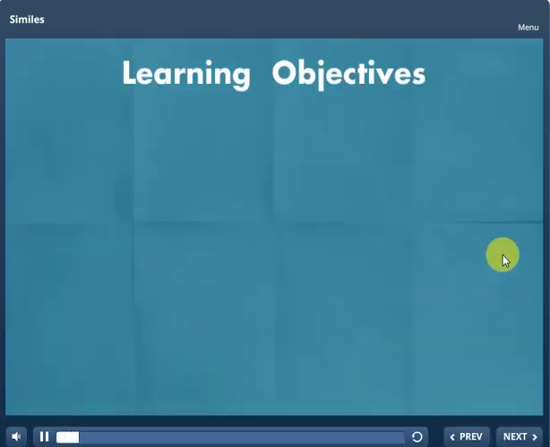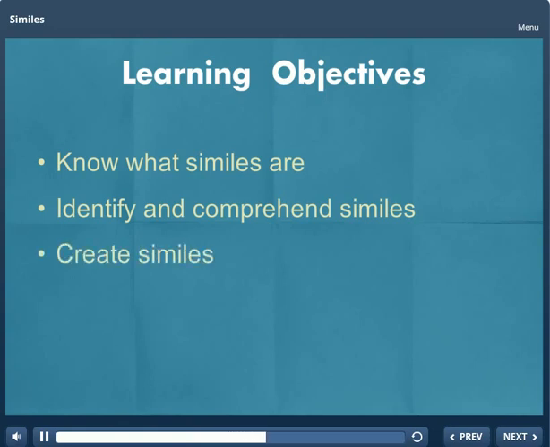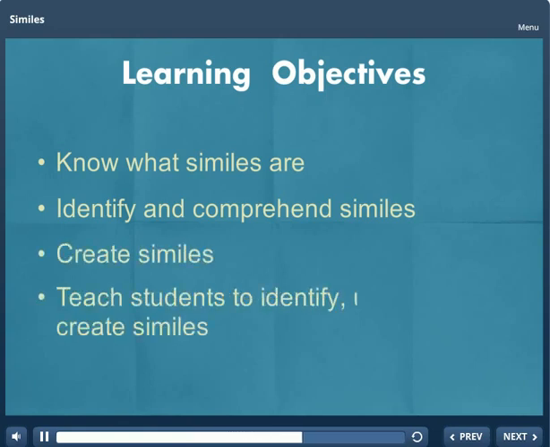At the end of this lesson, teachers will know what similes are, will be able to identify and understand similes in a given text, and will be able to create similes. They will teach their students to identify, understand, and create similes.